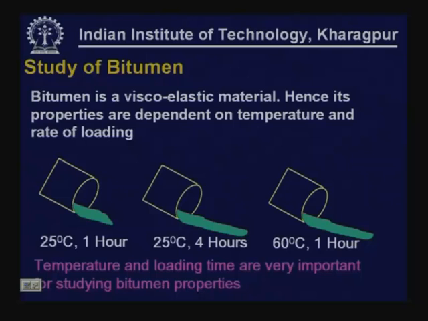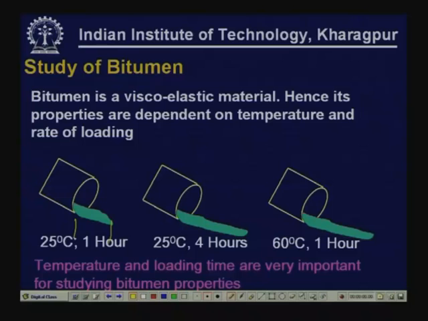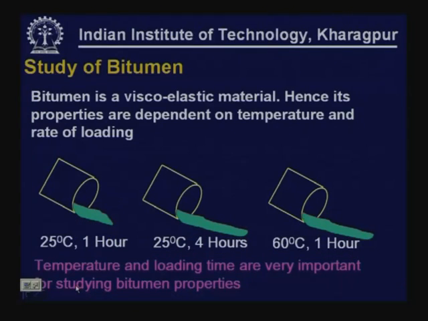After 1 year, let us assume this is the amount of flow that we observe, but the same binder at the same temperature after 4 hours is going to be flowing much further, but a similar amount of flow can be obtained within a shorter duration of 1 hour, but at higher temperature. What this indicates to us is the flow of bitumen is a function of time period that we allow and also the temperature at which the flow is allowed. The temperature and loading time are very important for studying bitumen properties.